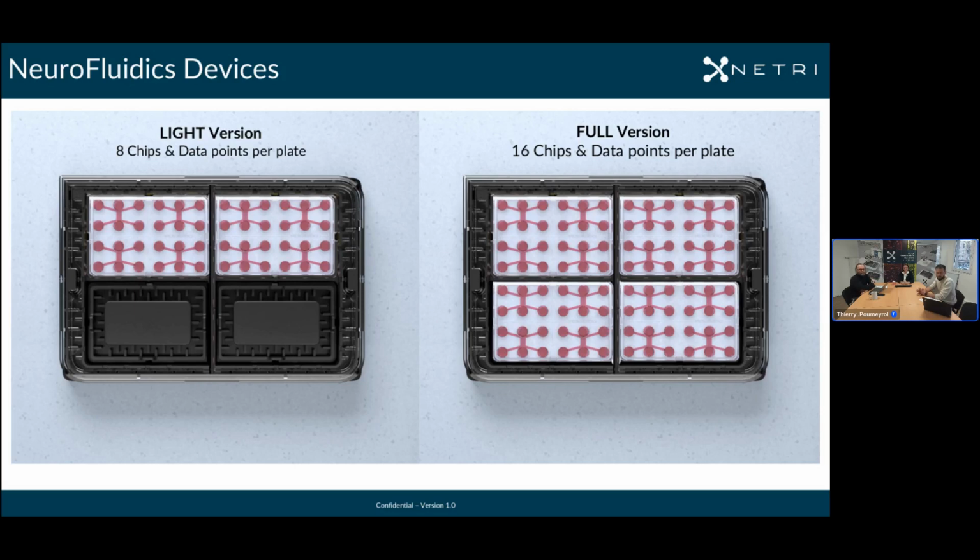And briefly, about how our devices look. This is the NeuroFluidics line, and you can either have them in the light version, with 8 chips, or the full version, with 16 chips and data points per plate.